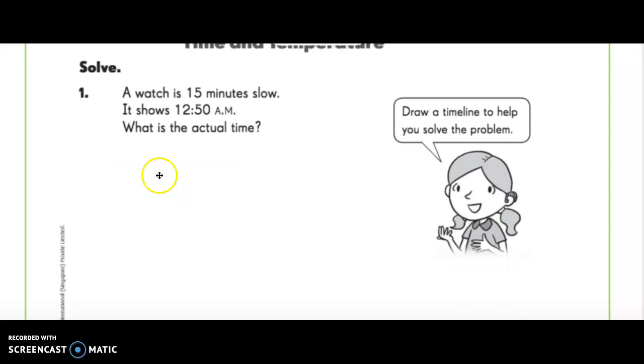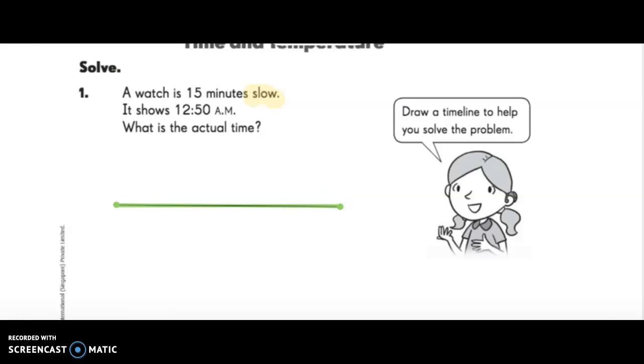So a watch is 15 minutes slow. So slow is that important word there. It shows 12:50 a.m. What is the actual time? So we should always be drawing these timelines. Now, if the clock is slow, it means that the time is ahead. So we're going to draw a timeline here, and we need to skip ahead those 15 minutes. So our start time is 12:50.